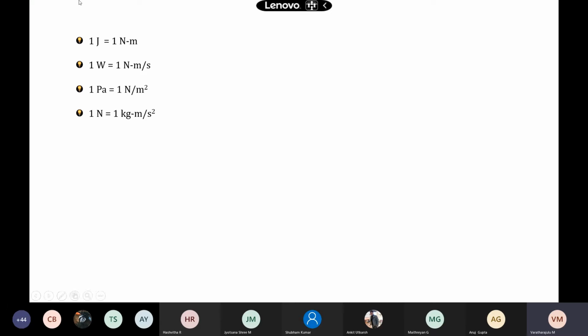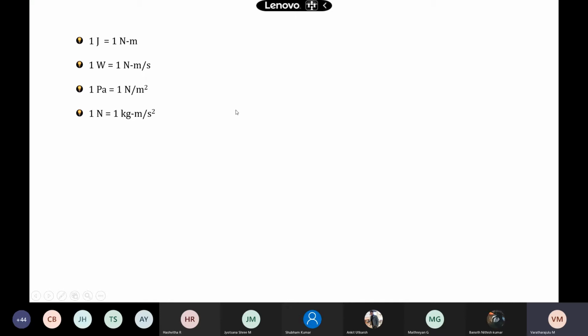Concerning this unit conversion, the joule is equal to newton meter; watt is newton meter per second, or joule per second; pascal is newton per meter square. And 1 newton is equal to 1 kg meter per second square. What was the relation between mass and weight? With the aid of mass and weight, we can relate this last unit.